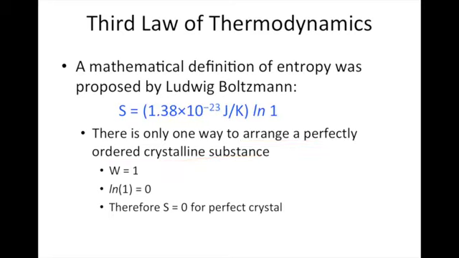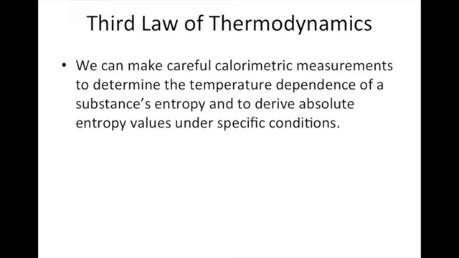And we can see this if we plug in our numbers. The Boltzmann constant you see here, we take the natural log of 1. Again, for a perfectly ordered crystal, there's only one possible microstate, and that will give us a value for our entropy of 0, and the units there would be joules per Kelvin.